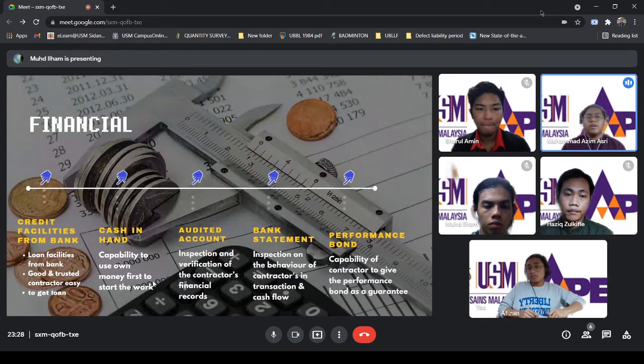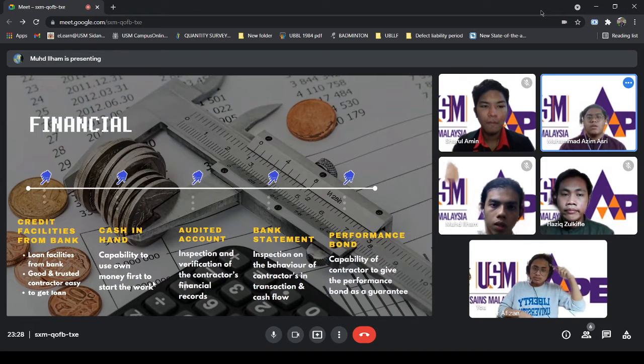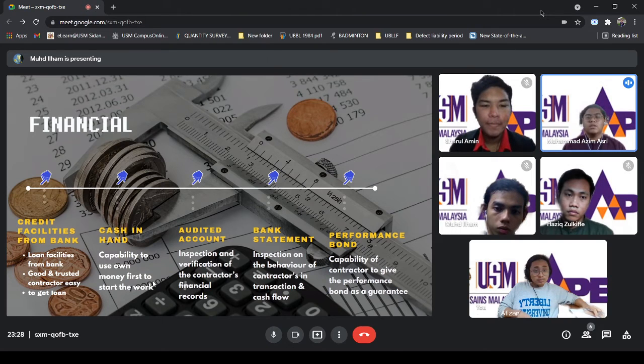Okay, for the financial criteria, there are 5 sub-criteria that are important in the selection of a contractor. We will focus on these 5 sub-criteria in this contractor selection. The first sub-criteria is credit facilities from the bank. Credit facilities from the bank is a loan given by the bank to the contractor. A contractor who has a good and reliable track record will easily get credit facilities from the bank because the bank knows the good record of the company and will easily give the loan to the contractor.